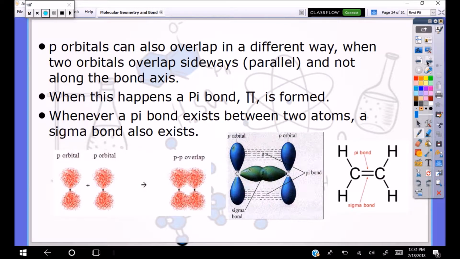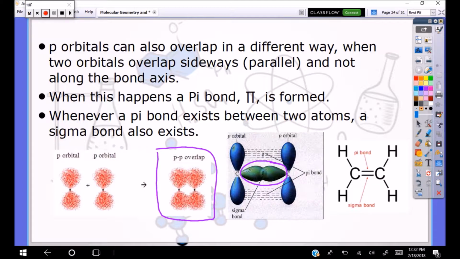P orbitals, they're referred to as your pi bonds, overlap in a different way from the sigma bonds or the s orbitals, and they tend to overlap sideways or parallel to the bond axis. So whereas in the center here, this would be our sigma bond overlapping two s orbitals, the pi orbitals are the dumbbell shapes, and they overlap in this fashion as we see here.